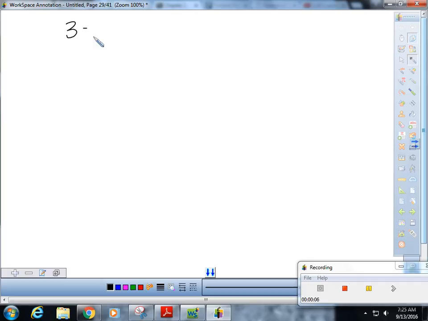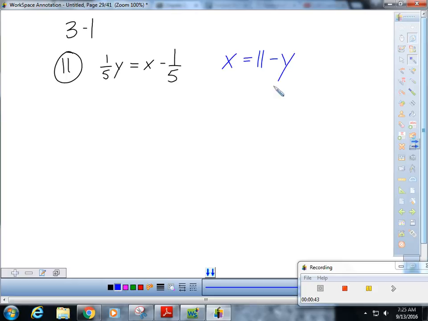Okay? All right, so this is number 11 to start. It says 1/5 y is equal to x minus 1/5. And x equals 11 minus y. It does not say to graph them. It says without graphing, does each system have 0, 1, or infinitely many solutions?